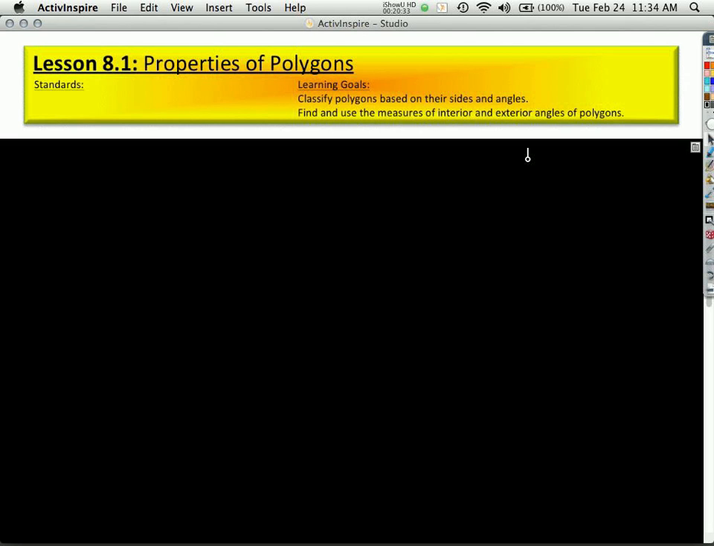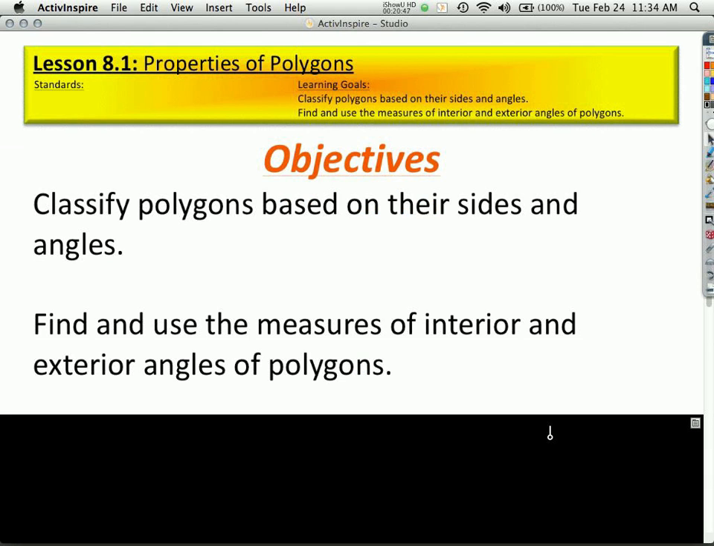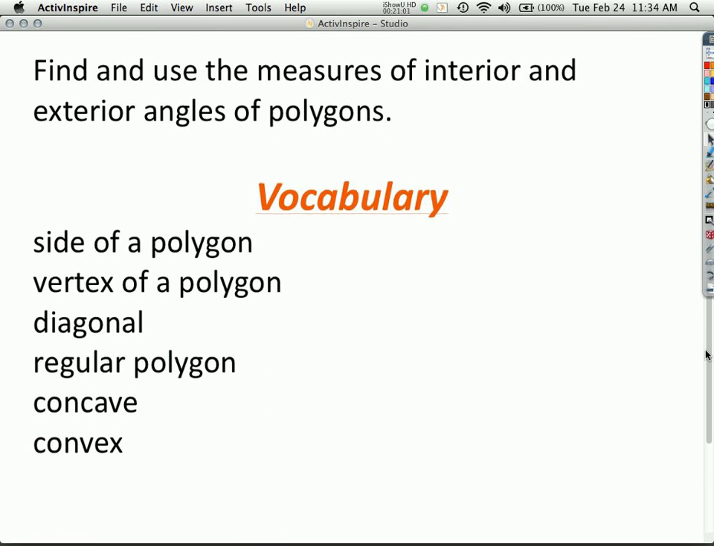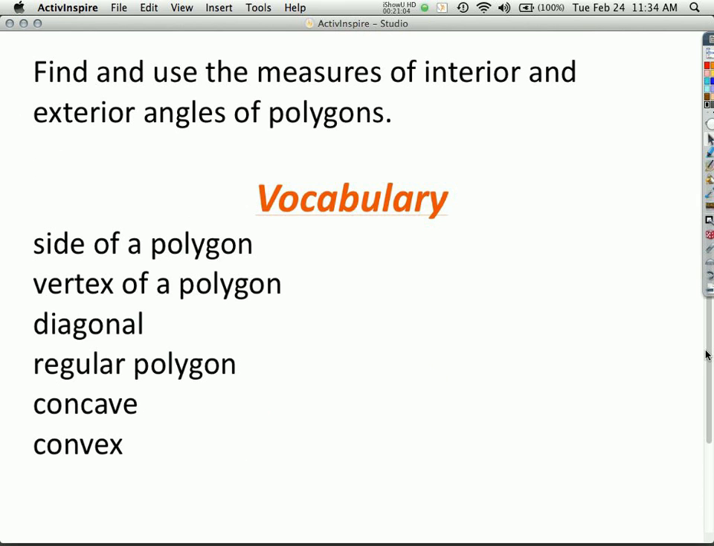So again, this is lesson 8.1, and we're going to be exploring the properties of polygons. You did an exploration last time we were together where you've already discovered some of it. Our objectives for today are to be able to classify polygons. We actually already did this a long time ago. And to be able to use interior angles and exterior angles to solve some problems. Got quite a bit of new vocabulary, but none of it too complex. We've got side of a polygon, vertex, diagonal is something that we're going to be exploring a lot. Regular polygon, that's something that's come up before. Concave and convex.